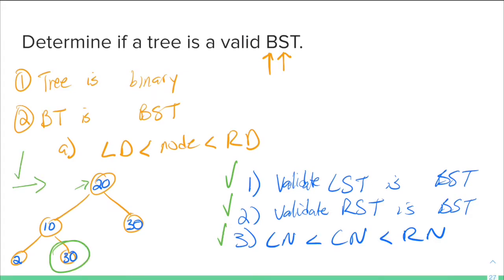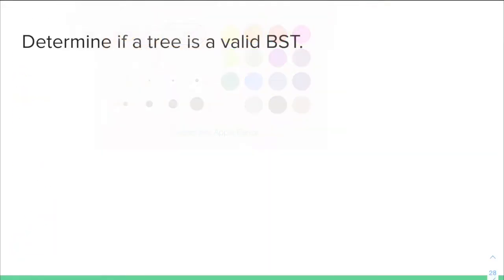But it's not, right? Because 30 is bigger than 20, and we know 30 is a left descendant. And we need some way to keep track of a lower bound and an upper bound. And I think a good way to illustrate this property is to think about three kind of weird trees.